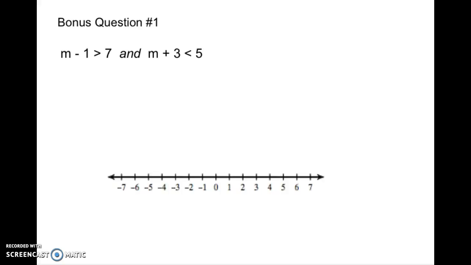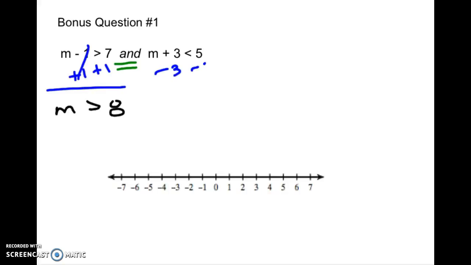All right, for the first bonus question, notice we're doing an and, so we're going to look for the overlap stuff. Now, in solving this one, on the left, we're going to add 1. So we should get n is greater than 8. On the right side, we're subtracting the 3.